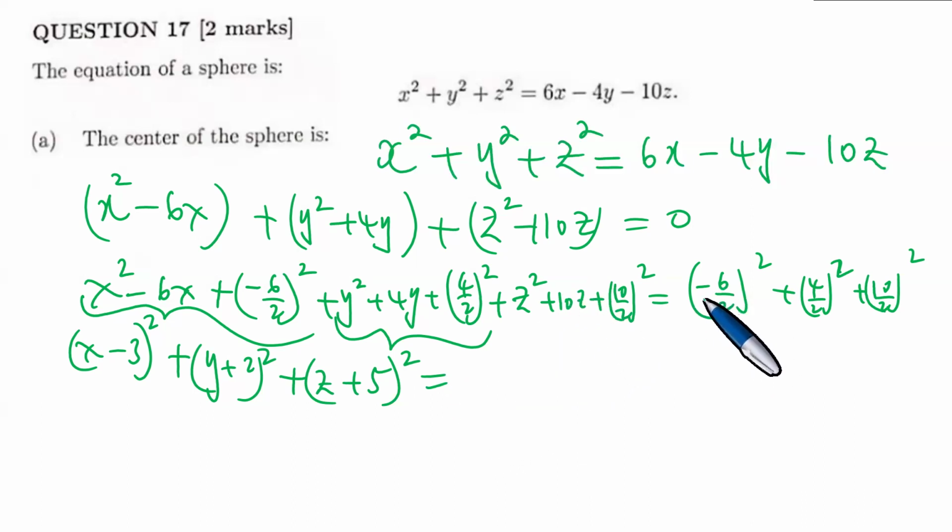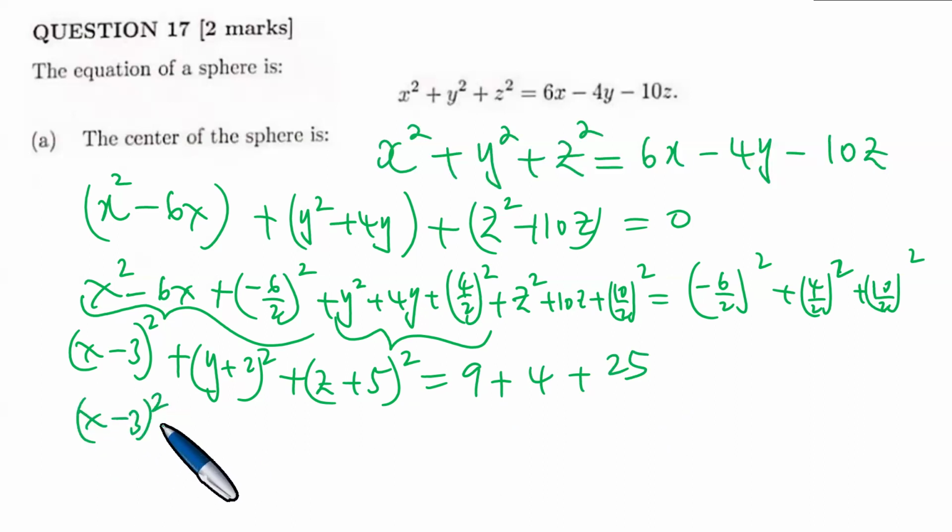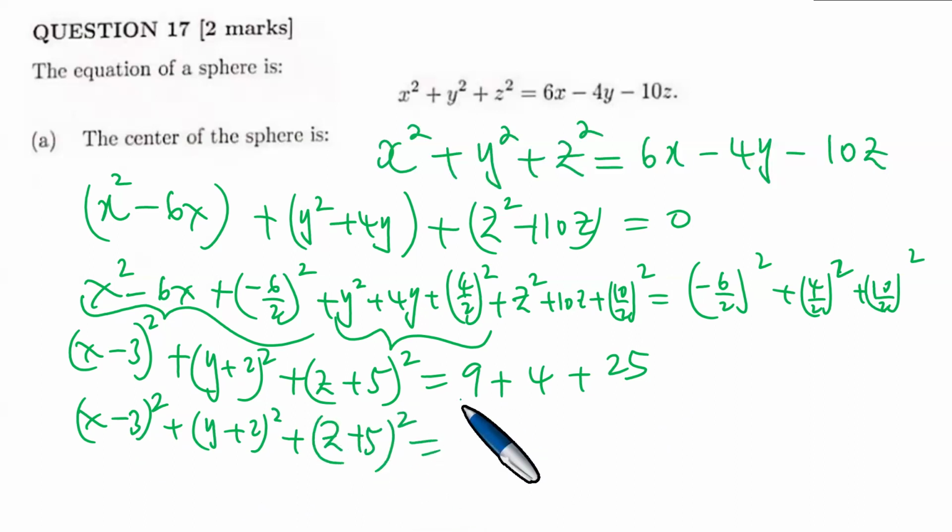Right, here you have minus 6 divided by 2, becoming a 3, and you have a 9. 4, 25. So you have y plus 2 squared. So yeah, you have 9 plus 4, 13. 13 plus 25 is exactly 38.